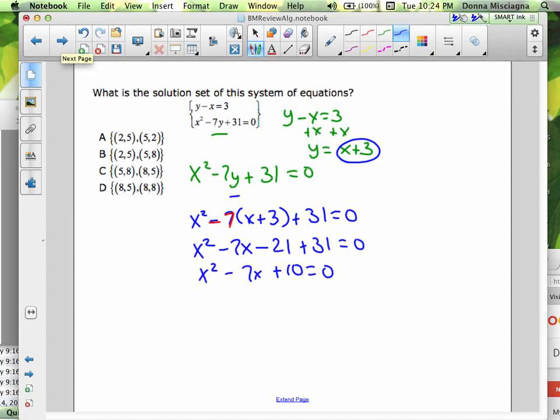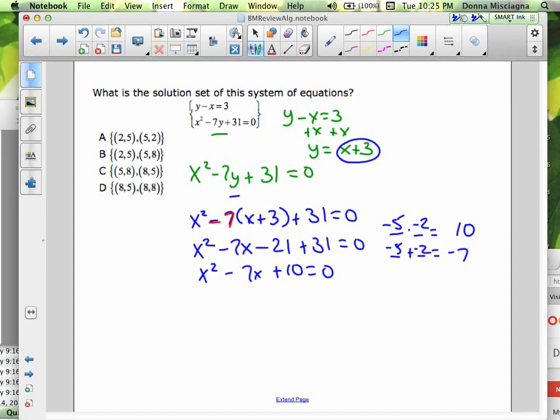Okay, so you don't want a bunch of fractions. It would be better just to leave it just the way that second equation is and just replace the y with the x plus 3. So multiplies to give me 10. 1 times 10 is 10. And adds to give me negative 7 would be negative 5 and negative 2.